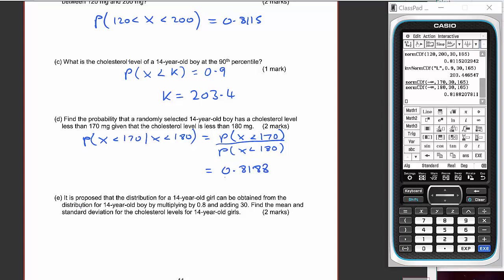Now, in this last part, it's proposed that a distribution for a 14-year-old girl could be obtained from the distribution for a 14-year-old boy by multiplying by 0.8 and adding 30. Find the mean and standard deviation. So if we do the mean, 165, multiply that by 0.8 and add 30, we'll find it's 162. But when we do the standard deviation, of course, we don't add the 30. It's just 30 times 0.8, giving us 24.